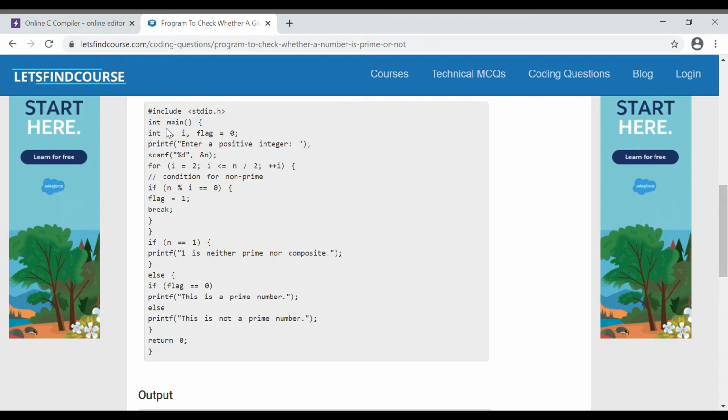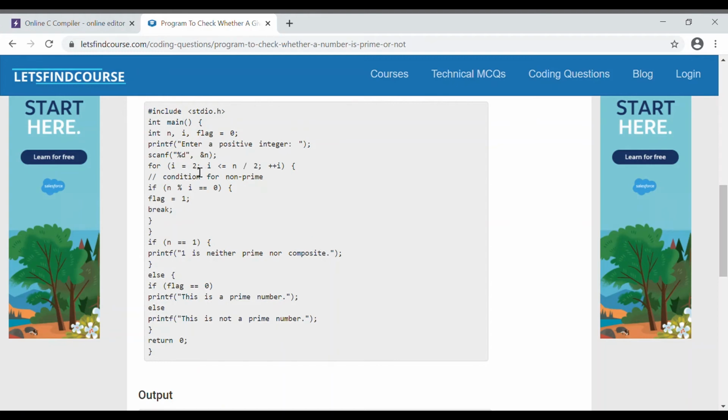Then we have started writing code from main. We have defined some integer parameters here. Enter a positive integer, so you have passed an integer as input. Then we will check the divisibility from 2 to n by 2, and we have written i <= n/2. So whatever number will be there, we will check division by 2 till then. i++ is the increment.